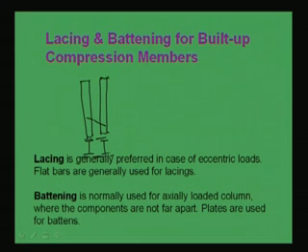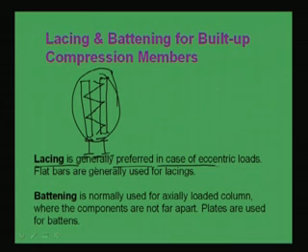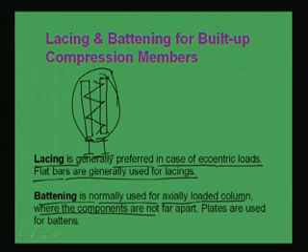Now, it has to be tied in such a way, and this is generally called the lacing system. So, it is tying in such a way that the whole system works together, right. That is why we call this member a lacing. Lacing is generally preferred in case of eccentric loads. Flat bars are generally used for lacings. And battening is normally used for axially loaded columns, where the components are not far apart. Plates are used for battens.